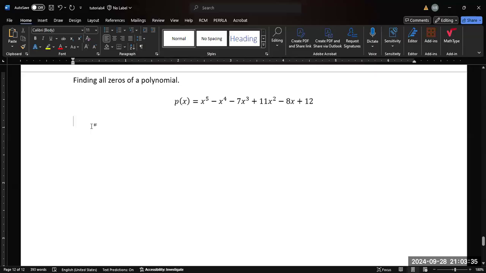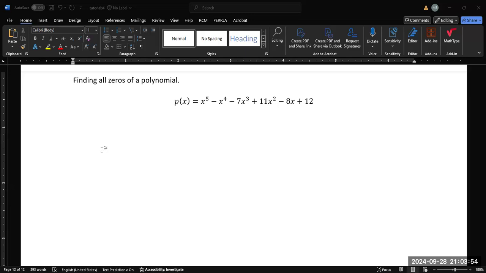Okay, so in this video, we're going to be going through the process for finding all the zeros of a polynomial using whatever tricks we have available to us. So I have a 5-degree polynomial, 5th-degree polynomial, so it has 5 zeros. Some of them could be complex.